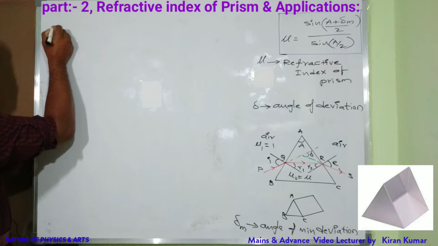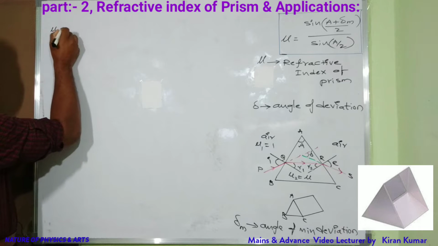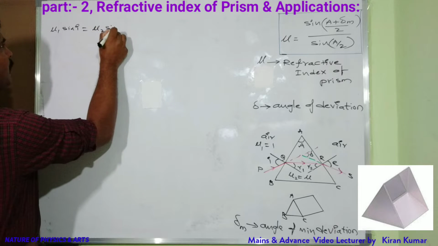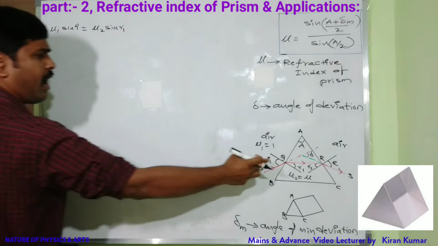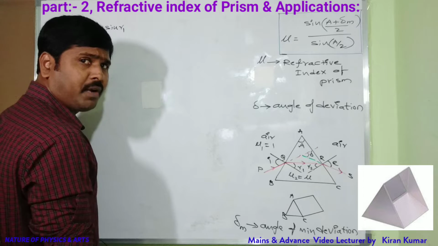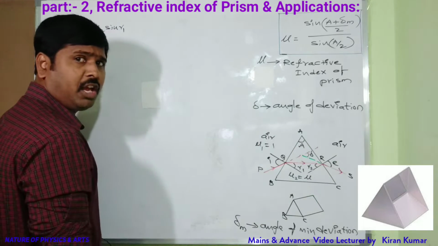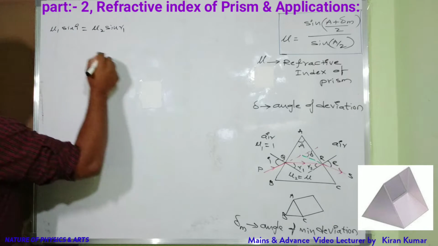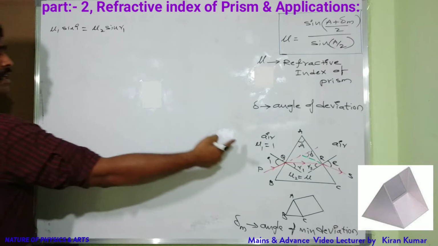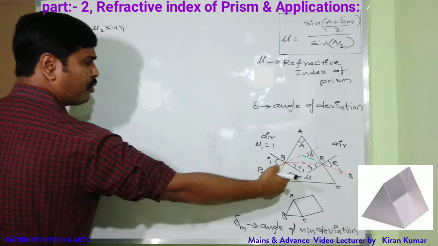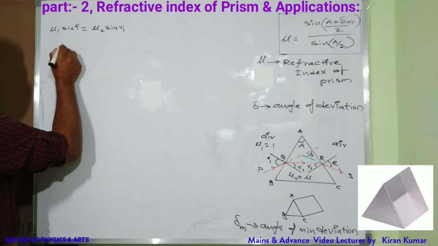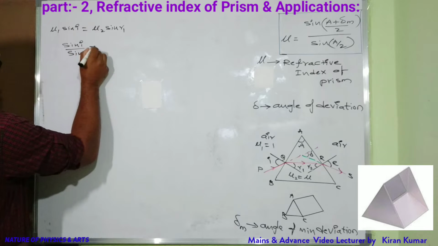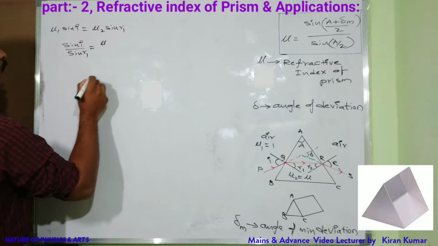According to Snell's law, mu1 sine i is equal to mu2 sine r1. r1 is the refracted angle for the first refracting surface AB, and i is the angle of incidence. See here, mu1 is equal to 1 and mu2 is taken as mu, then sine i divided by sine r1 is equal to mu.